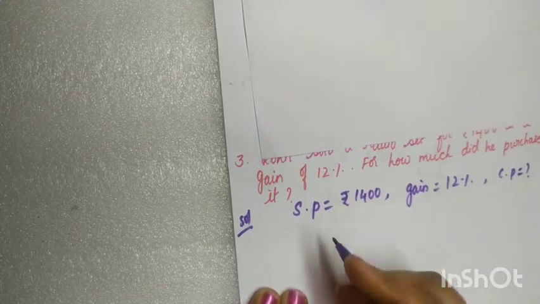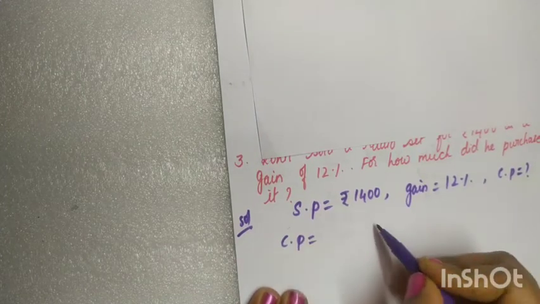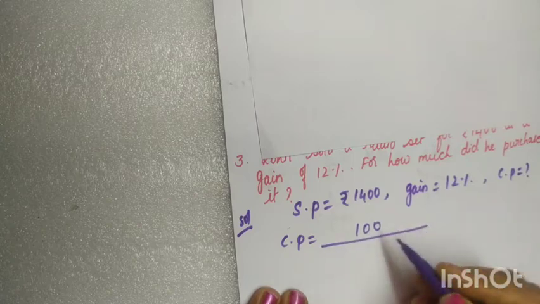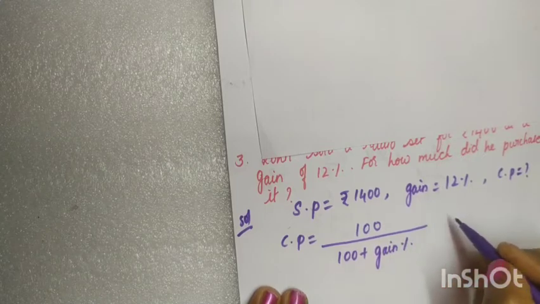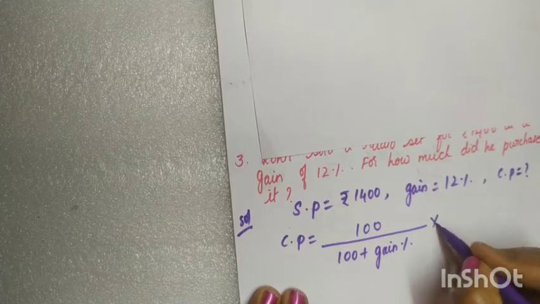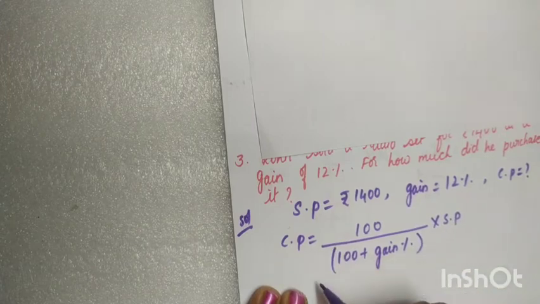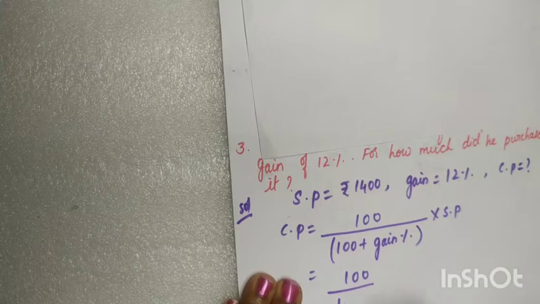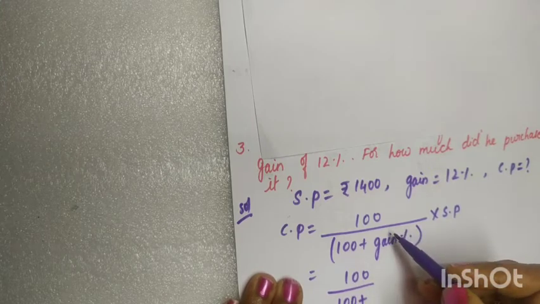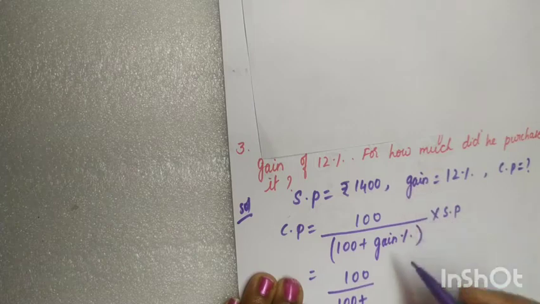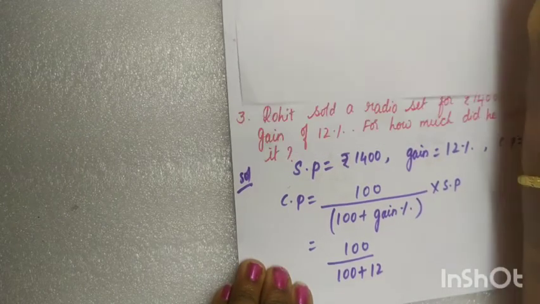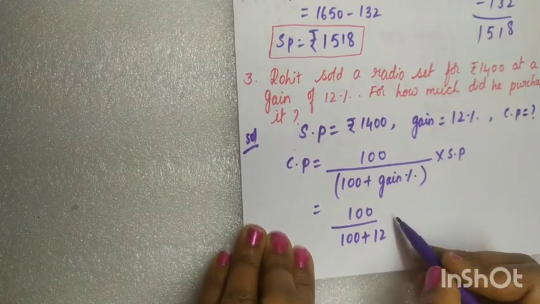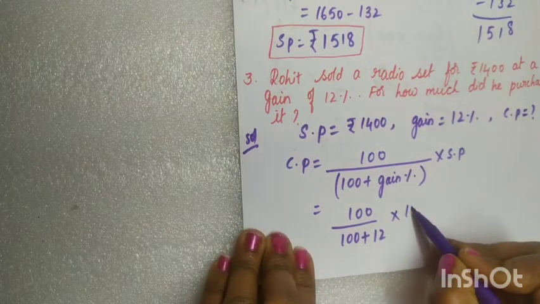So here cost price is equal to 100 divided by 100 plus gain percentage, into selling price. Now just write this 100 as it is, then 100 plus what is the gain percentage? Gain percentage is nothing but 12%. You have to write 12 and not percentage here. 12, into selling price. Selling price is 1,400.